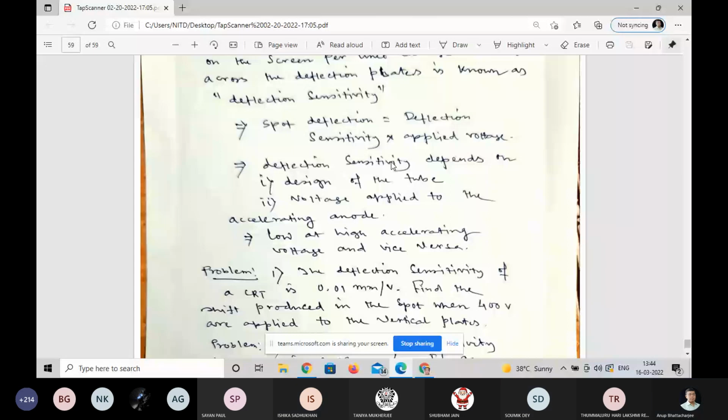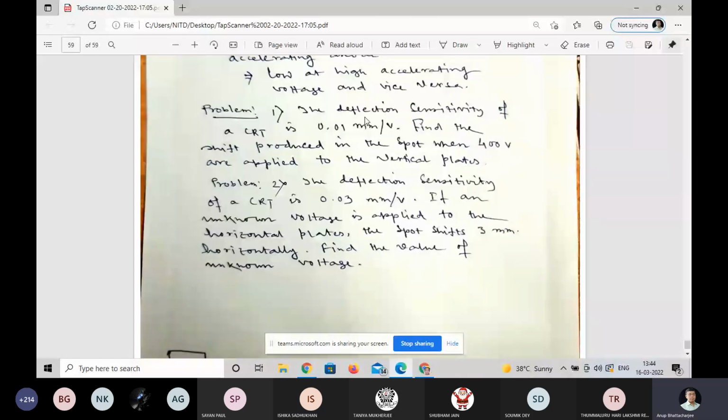Now see two problems. The deflection sensitivity of a CRT is this? Mind the unit. Suppose 4 millimeter is asked. Write the definition of deflection sensitivity of a CRT. What is the unit of deflection sensitivity? It should be millimeter per volt. Students, I am telling you repeatedly, do not make any mistake during the exam or any viva examination. The unit is millimeter per volt.